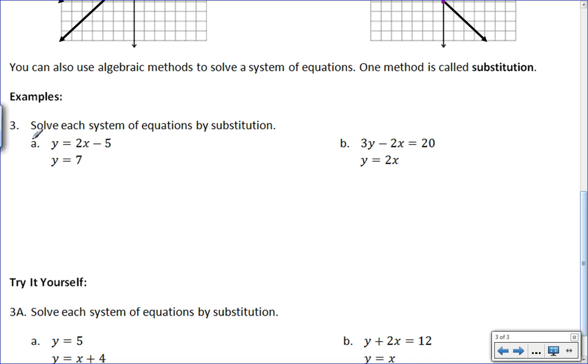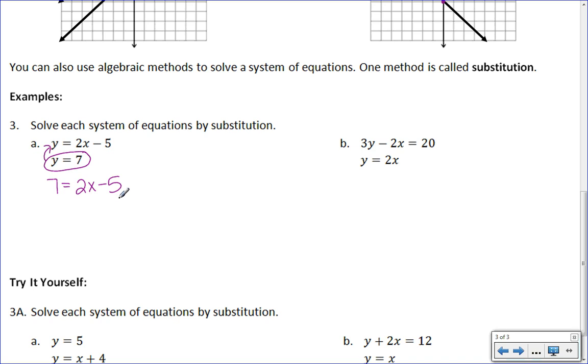So you'll see in example 3, solve each system of equations by substitution. Well, this first system, the first equation we have is y equals 2x minus 5. The second one is very helpful. It tells us y equals 7. There's no x involved in this equation. This is very, very simple. So if y is equal to 7, I know I can replace the y in the first equation with what it's equal to, which is 7. So now I can replace that so it says 7 equals 2x minus 5.